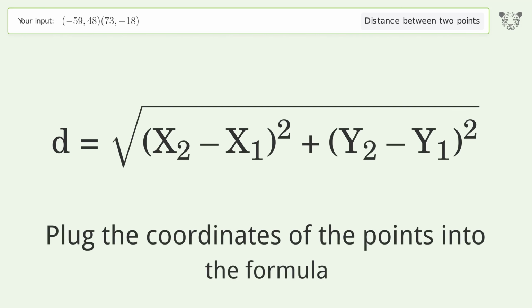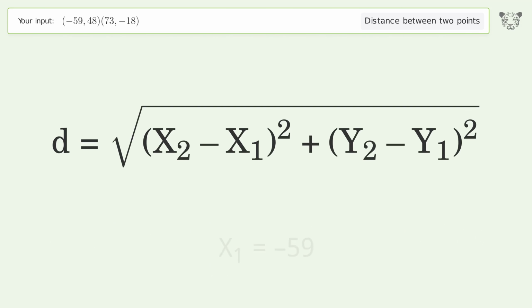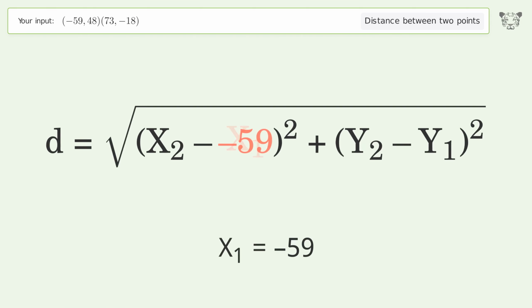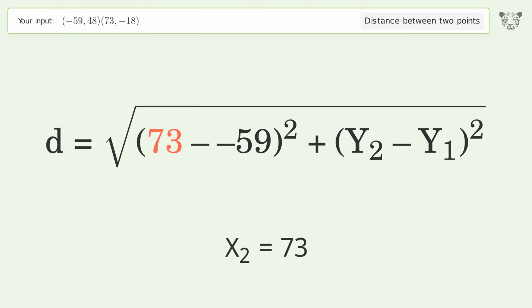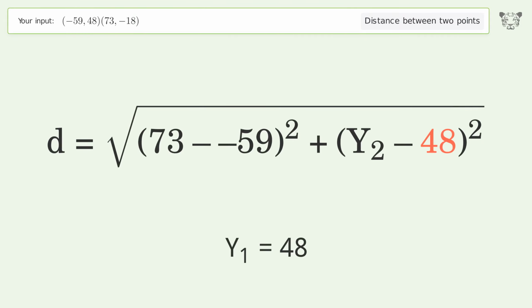Plug the coordinates of the points into the formula. x1 equals -59. x2 equals 73. y1 equals 48. y2 equals -18.